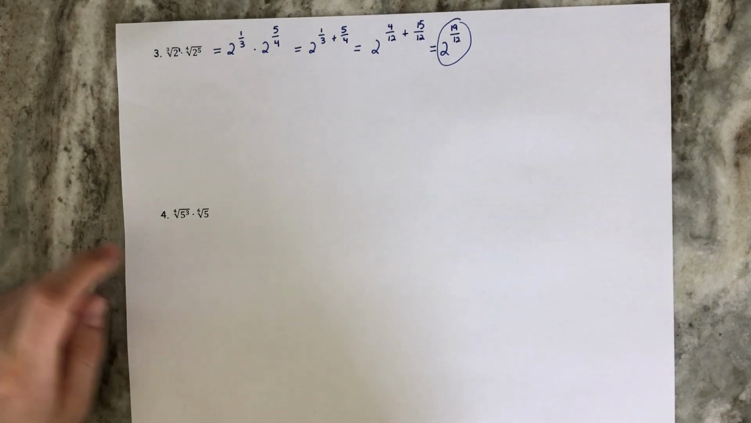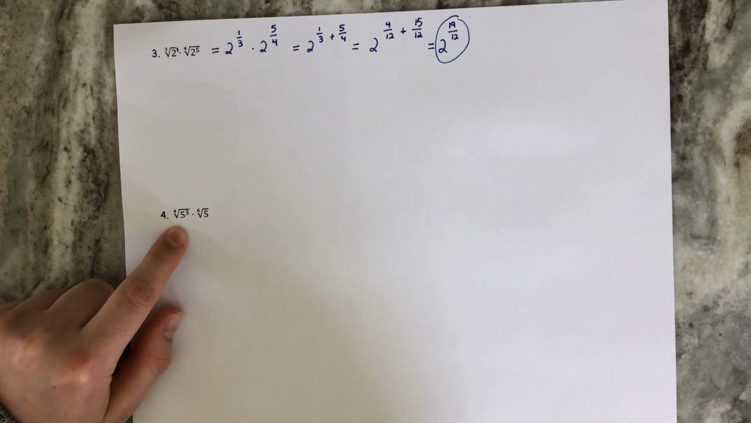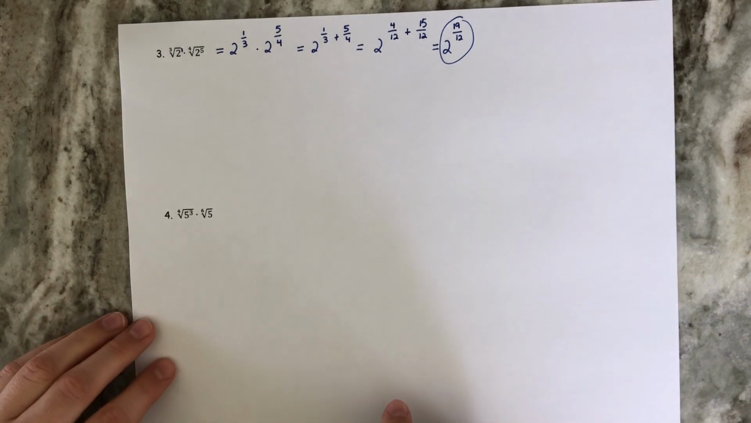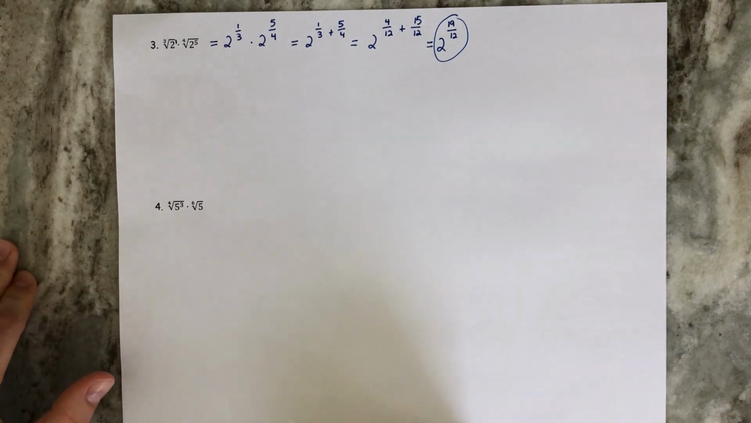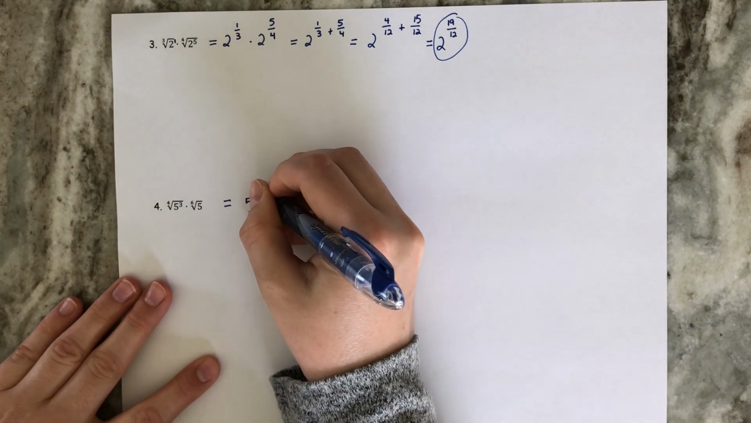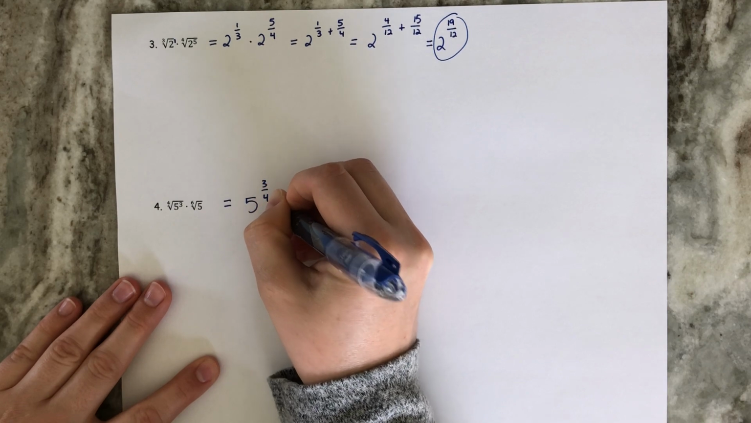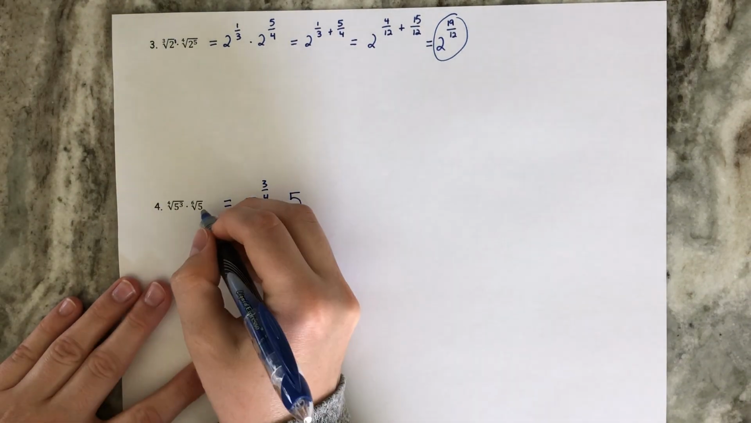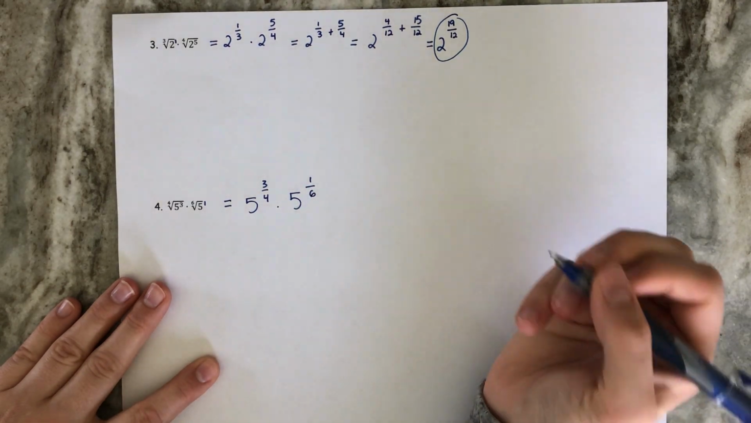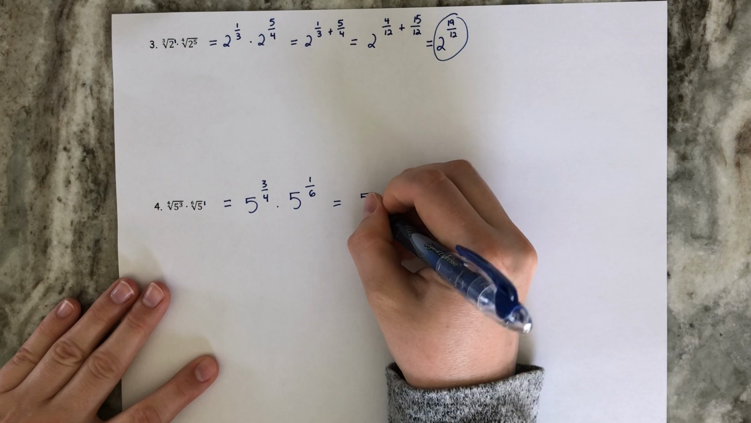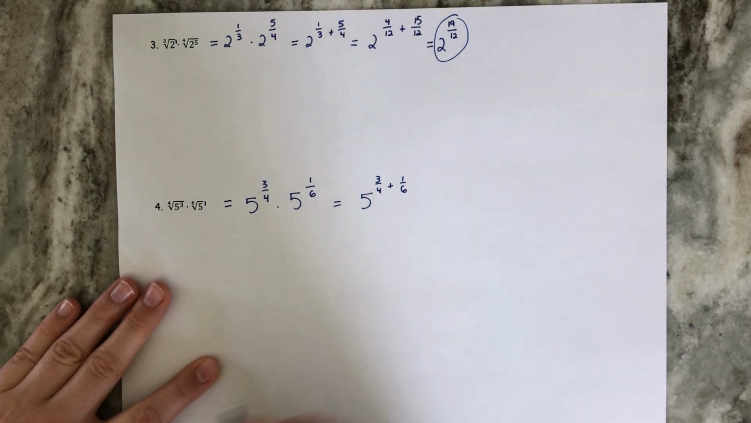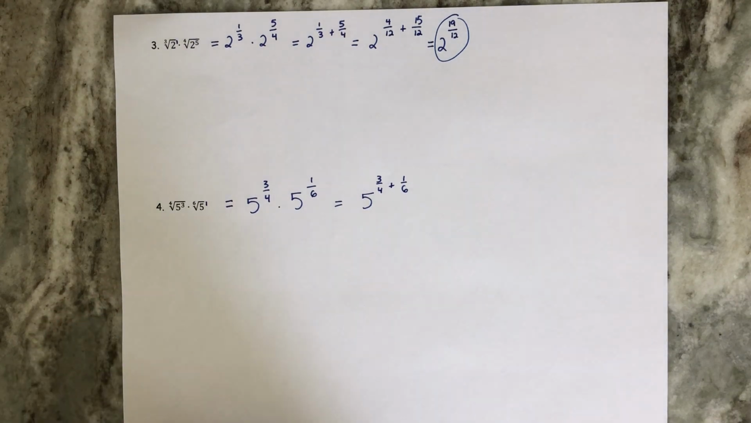The last problem we're going to do right here is number 4. We have the 4th root of 5 cubed times the 6th root of 5. So let's go ahead and write these as a fractional exponent. So I have 5 to the power of 3 over 4 times 5, and that has a 1 for the exponent, to the power of 1 over 6. Let's add these together. This is 5 to the 3/4 plus 1/6. And again, I need a common denominator.